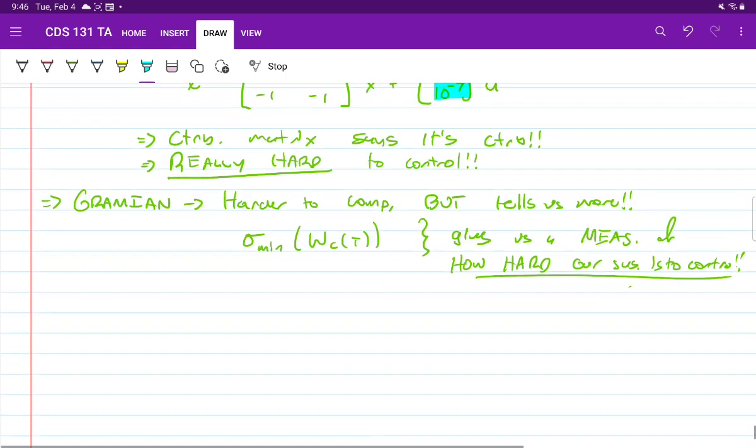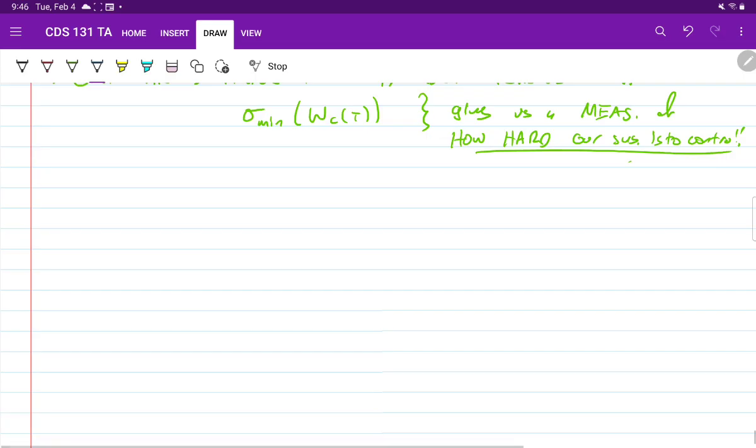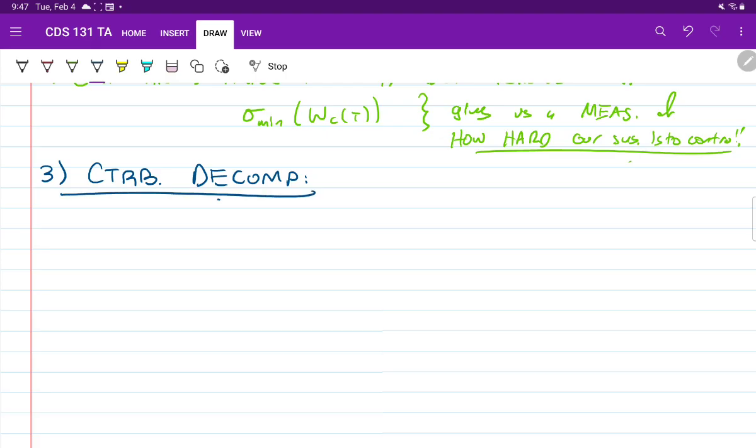Okay. So with that said, let's go ahead and give a very, very brief treatment of agenda item 3, which is this controllability decomposition, okay? The basic idea of the controllability decomposition is, sometimes it's actually going to be okay if our system is not completely controllable, right? So sometimes it might be okay if not controllable, okay?